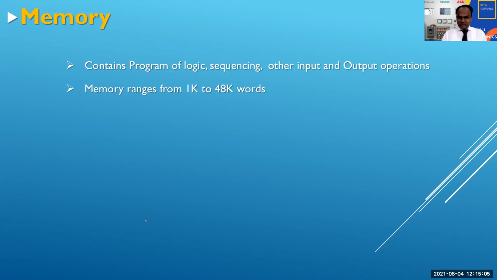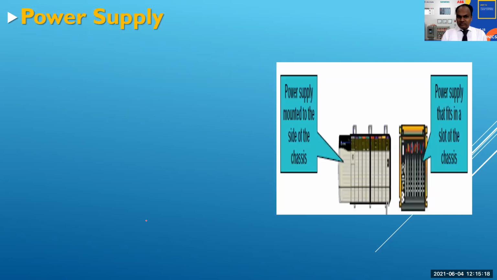It uses a microprocessor. Memory contains the program of logic, sequencing and other input and output operations. Memory ranges from 1K to 48K words. RAM, ROM, EPROM, erasable and programmable. EP means erasable and programmable ROM.